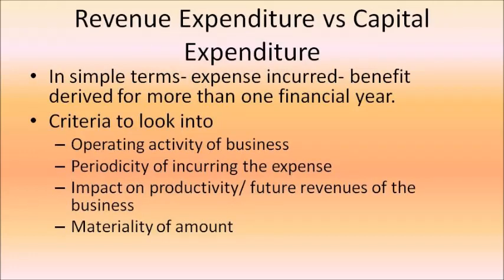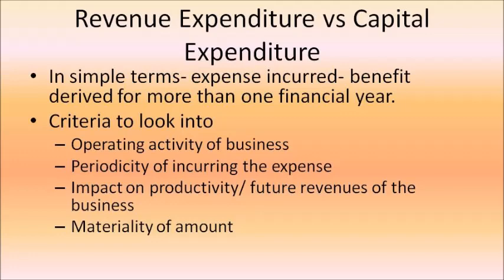As I said earlier, we need to understand the distinction between revenue expenditure and capital expenditure in order to well appreciate the definition of property, plant and equipment. You will be able to appreciate this better once we move on to the definition. In simple terms, if the benefit is derived from an expenditure for more than one financial year, then it gets identified as a capital expenditure. If the benefits expire within a financial year, then it is a revenue expenditure.